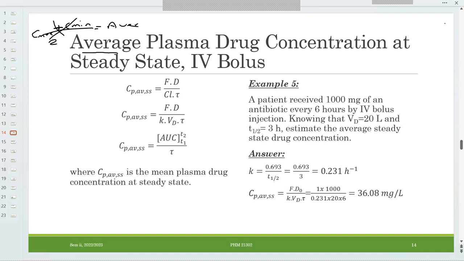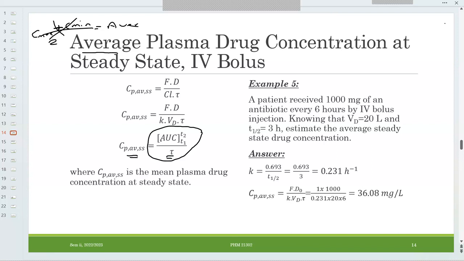When we talk about average concentration, this is a concentration that will give idea about the average exposure during the dosage interval. And it is mainly expressed as AUC divided by tau. So the length of the dosage interval is tau, right? And the exposure during the dosage interval is represented by the area under the curve between the two doses. Okay, so we divide this area under the curve by tau, then the result is the average concentration.